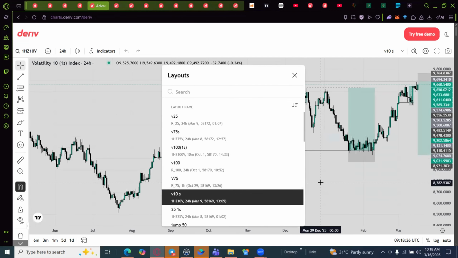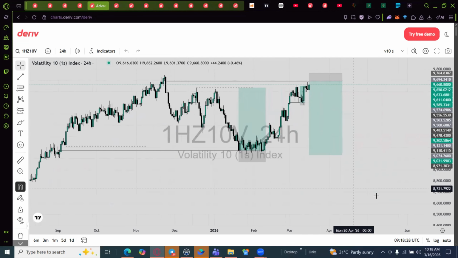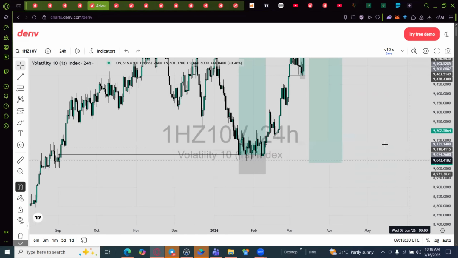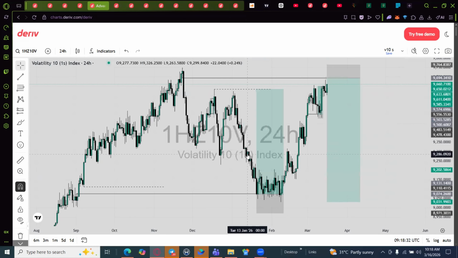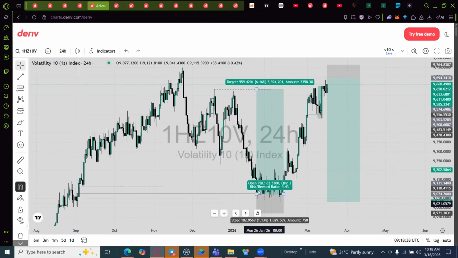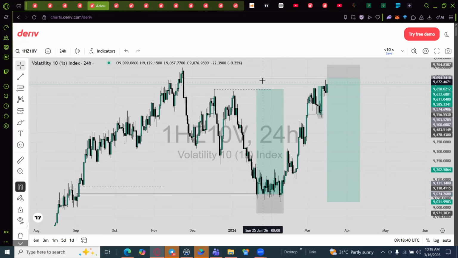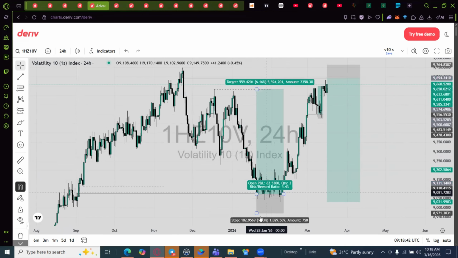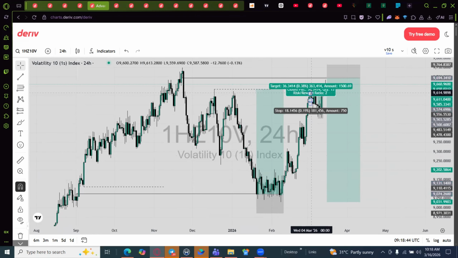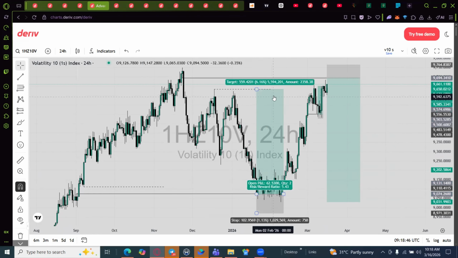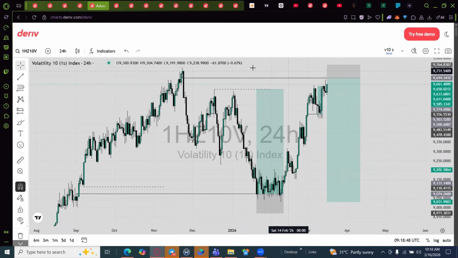So for V10S, I sent this also to the signal room. You can already see your order block, your liquidity, what you're expecting the market to do. Buy from here to this point, which is what the market is doing. As you can see, that's what the market has been doing. So what are we waiting for now?